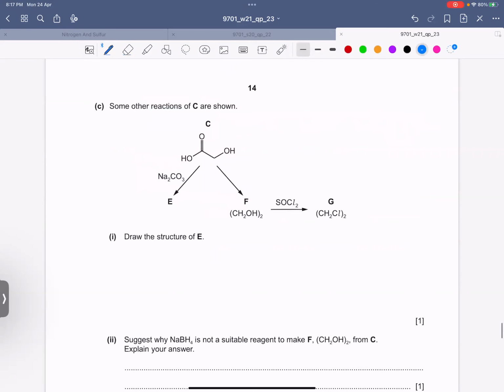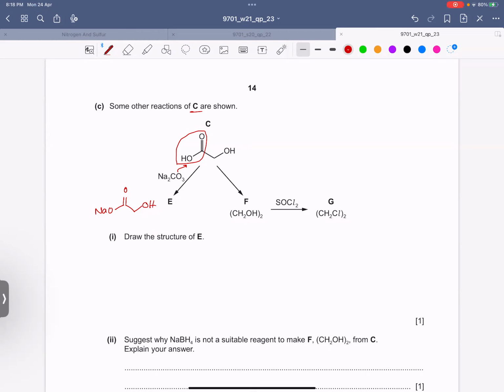Okay, now C part. Some other reactions of C are shown. C is reacting with sodium carbonate. With sodium carbonate, only this part of compound C is going to react, because carboxylic acid would react with sodium carbonate. Then the product would be the salt of the carboxylic acid, where instead of OH, we have ONa. Okay, is this understandable? That is an acid-base reaction.